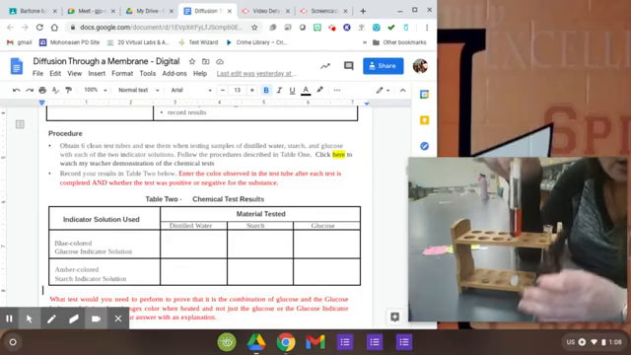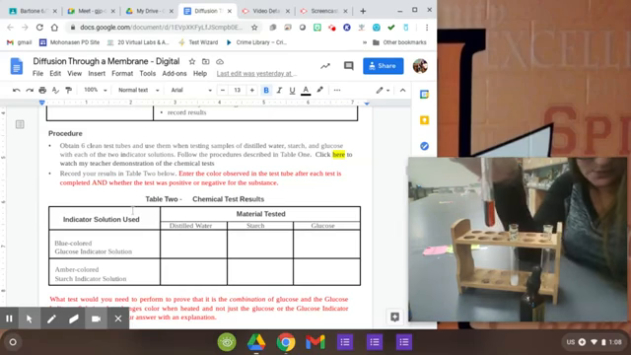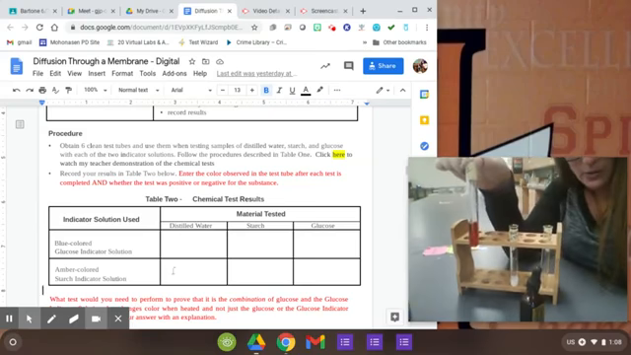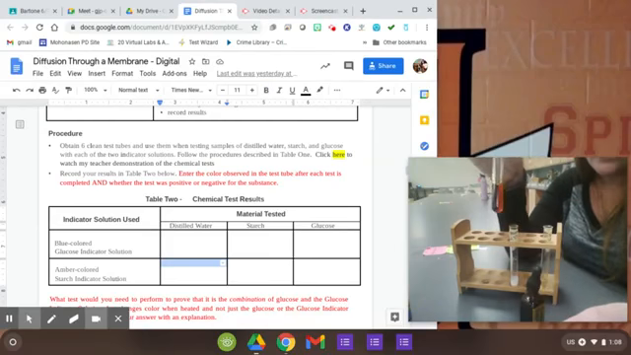So in your data chart for distilled water with starch indicator, you're going to put, I can't see which one, starch indicator's on the bottom. So in this box here, you're going to put a negative reaction, and that it's amber.